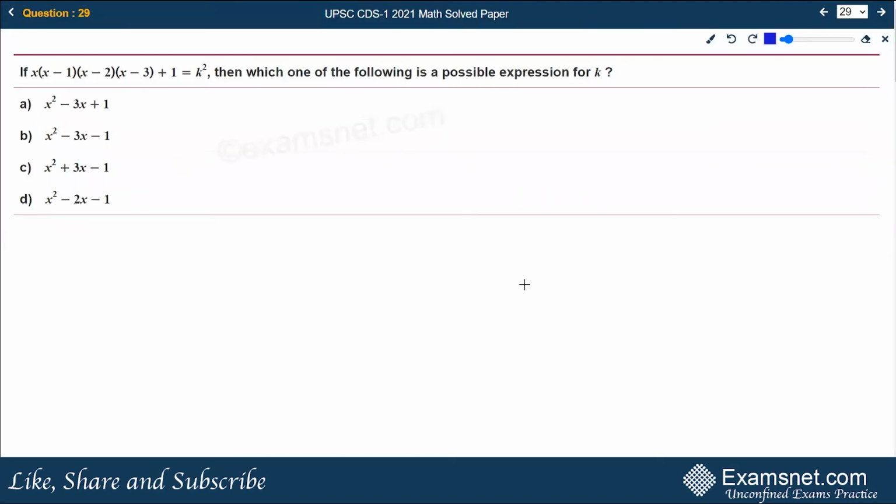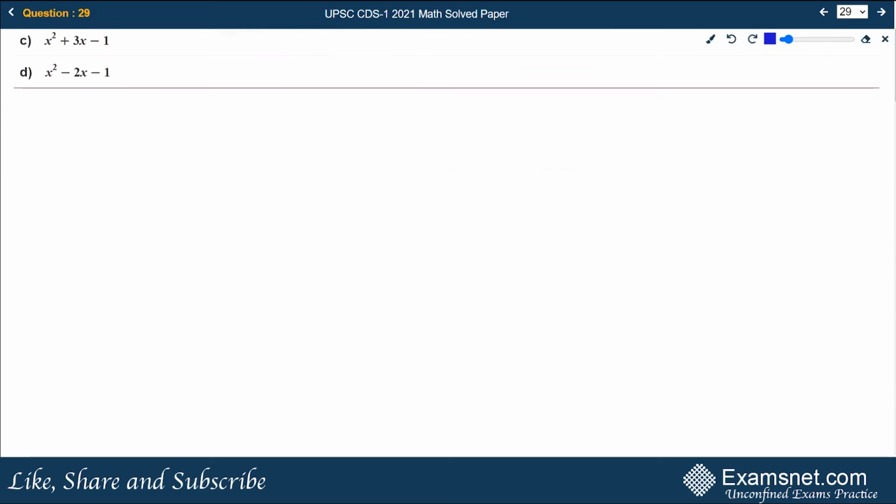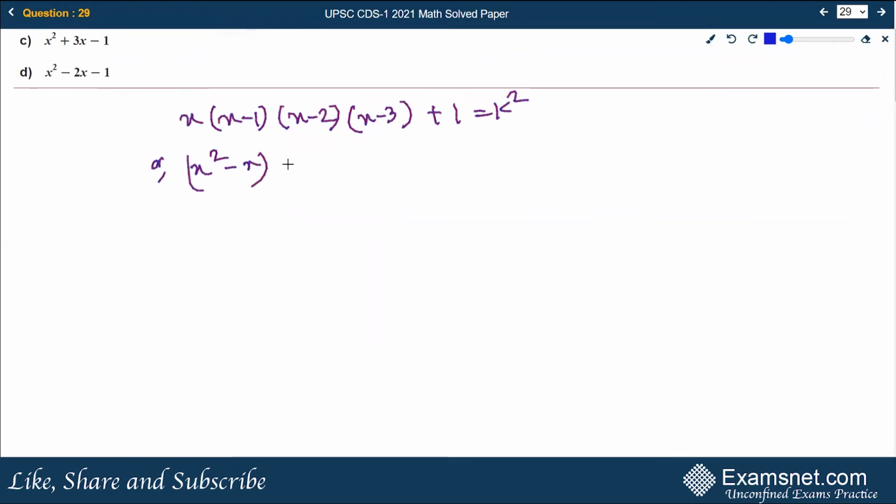In question number 29, we are given if x minus 1, x minus 2, x minus 3 plus 1 equals k squared, then which one of the following is a possible expression for k? So what we are given is x minus 1, x minus 2, x minus 3 plus 1 equals k squared. So let me do the multiplication. We will get x squared minus x minus 3 plus 1.